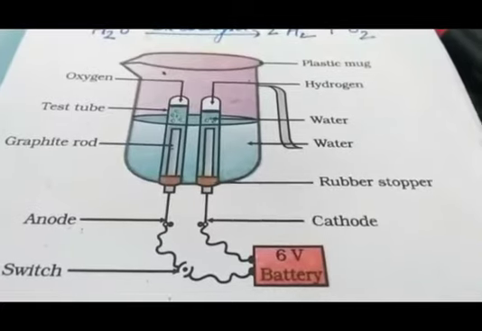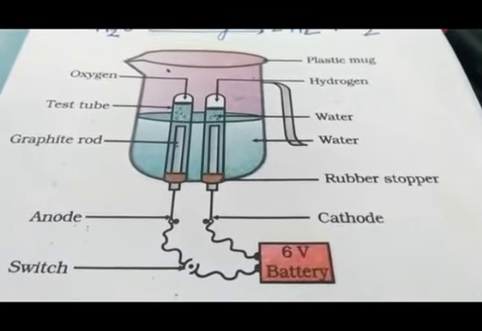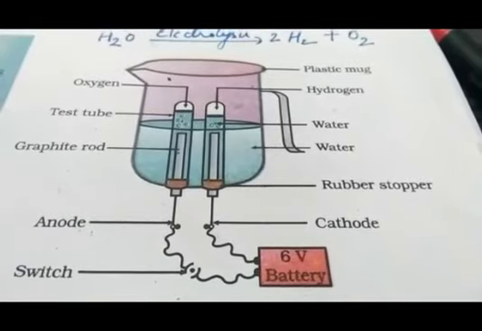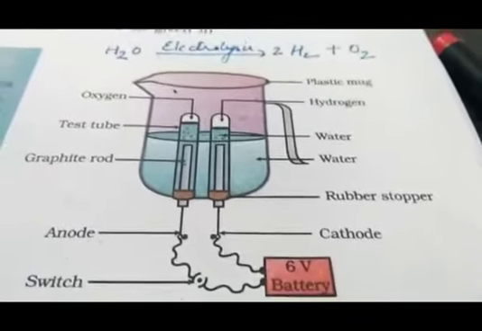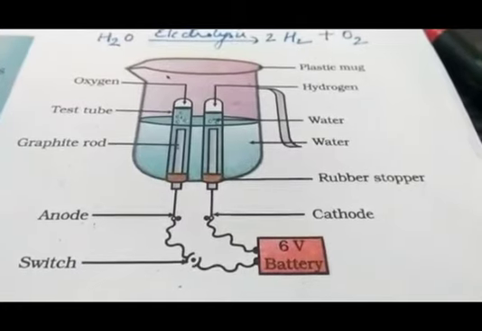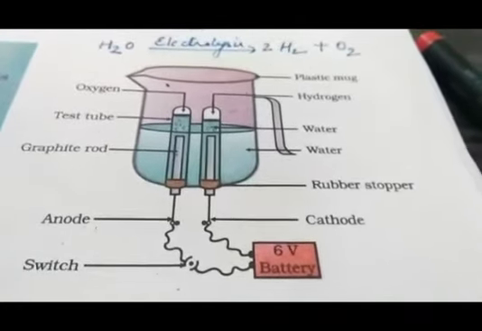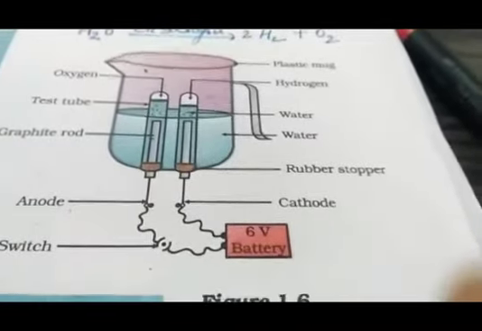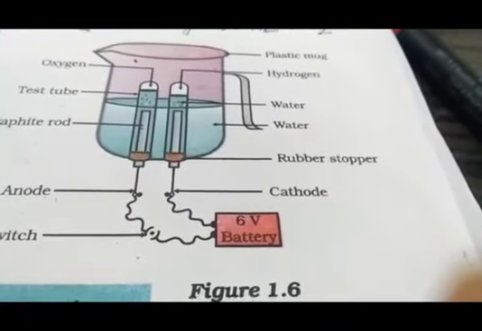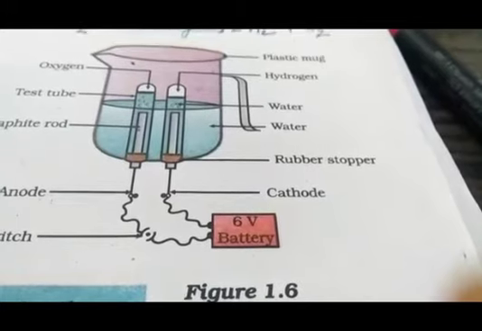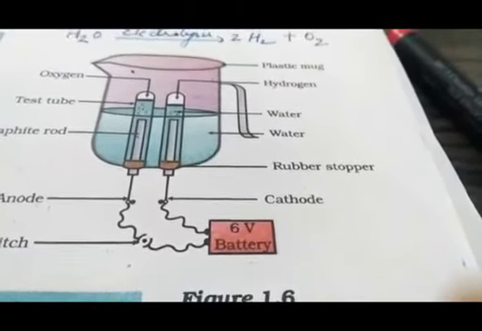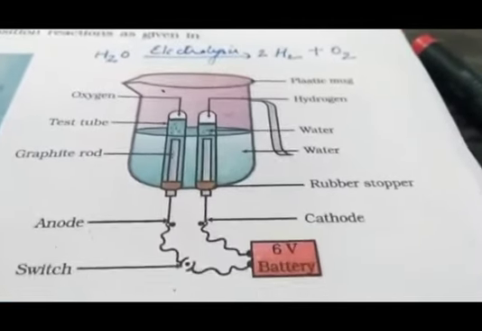Let us see the second type of decomposition reaction, that is electrical decomposition. Here, we are taking the example of electrolysis of water. You can see here a plastic mug having two holes at its base. A rubber stopper is fitted at its base and you can see two test tubes placed having the electrodes which are connected to a 6-volt battery.